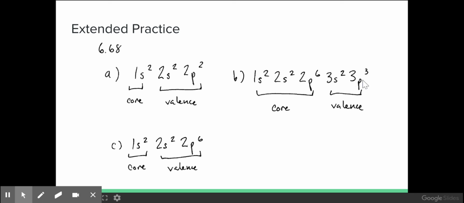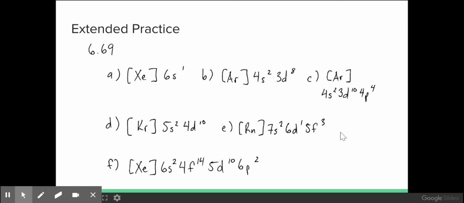For letter B, I know that my valence shell is my 3s2, my 3p5, or 3p3, I should say, 5 total valence electrons. Everything else is a core electron. And for letter C, my 1s2 is core, and my 2s2 and my 2p6, 8 total electrons are valence electrons.